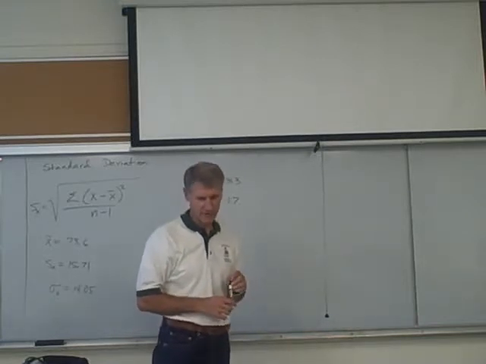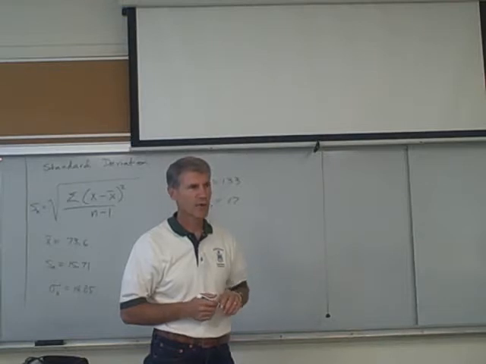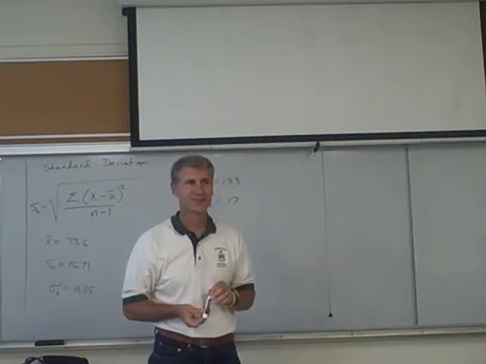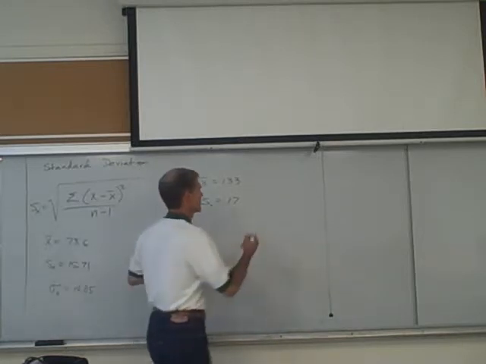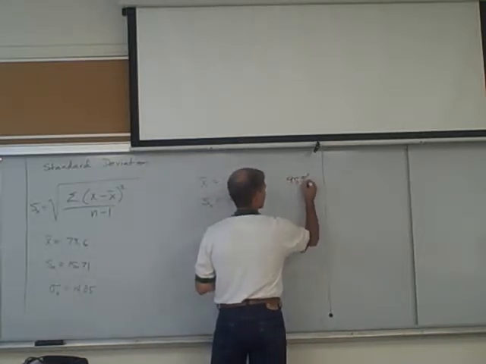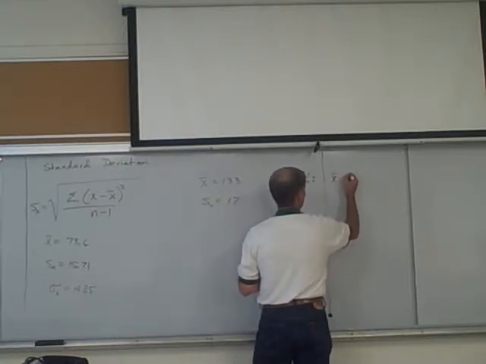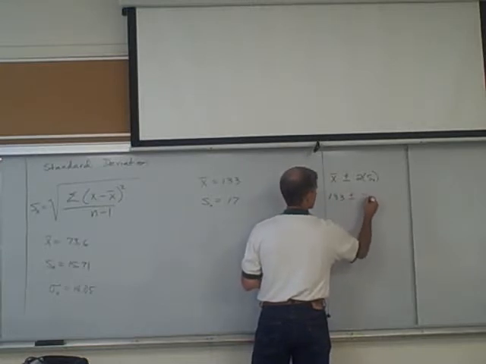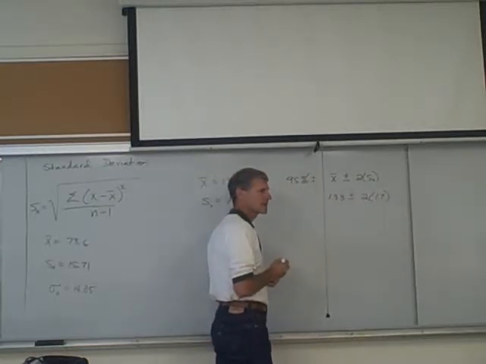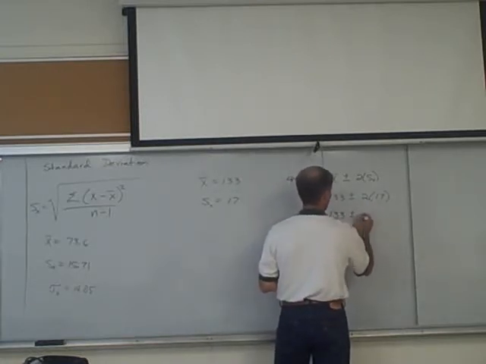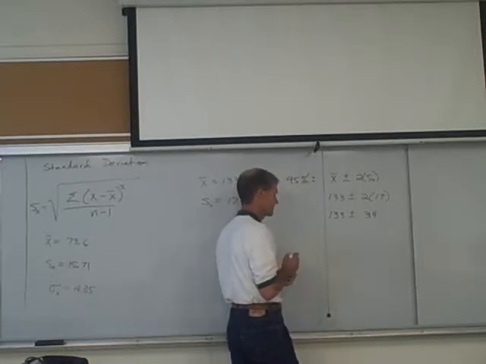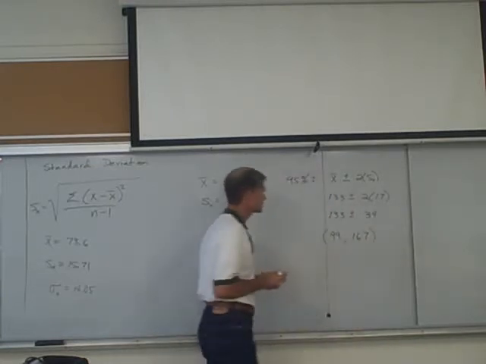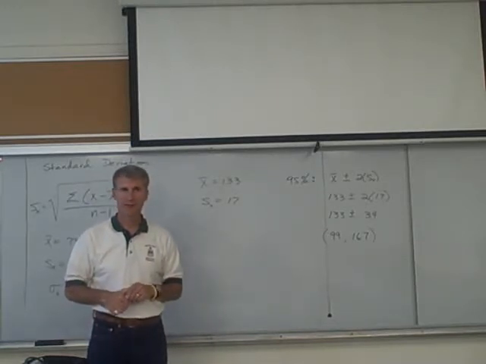Part A says, give an interval within which about 95% of weights fall. Everybody's going, 2 what? 2 standard deviations from the mean. So 95% will be X bar plus and minus 2 standard deviations. X bar is 133, s sub X is 17, 2 times 17 is 34, so 133 plus or minus 34, and I might even be able to do that one in my head. The interval is then 99 to 167. Everybody follow that?